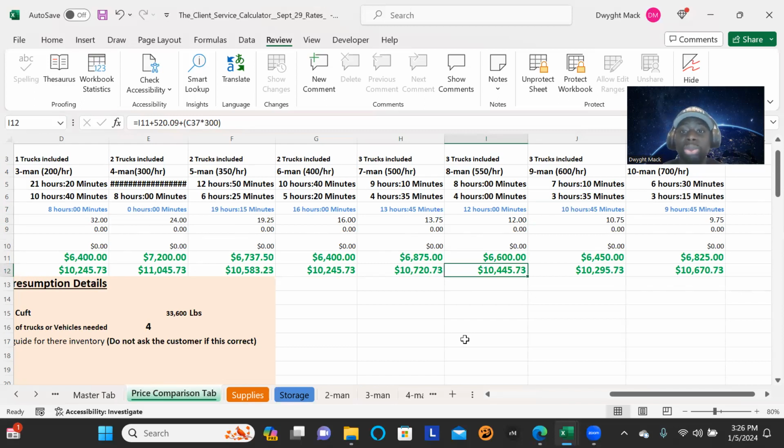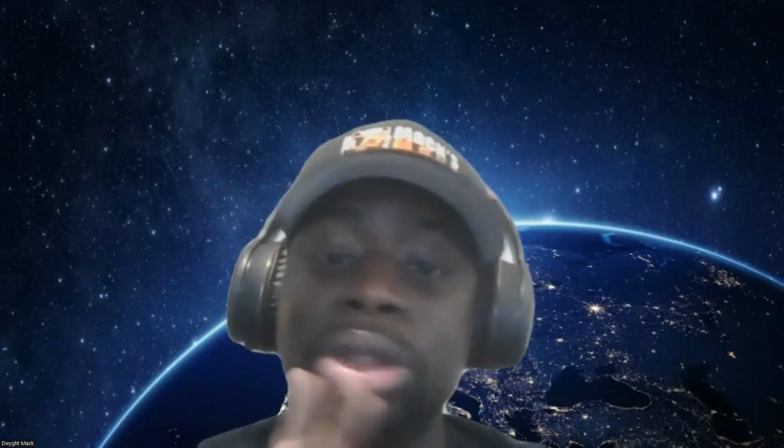So those are the 3 ways of estimating your move. And I hope that made sense to a lot of you. Like I said, it's 3 ways. You can either go based off the home size, where you say, hey, they've got 2 bedrooms, 1 side room, whatever. It's still going to give you an actual time that it should take.